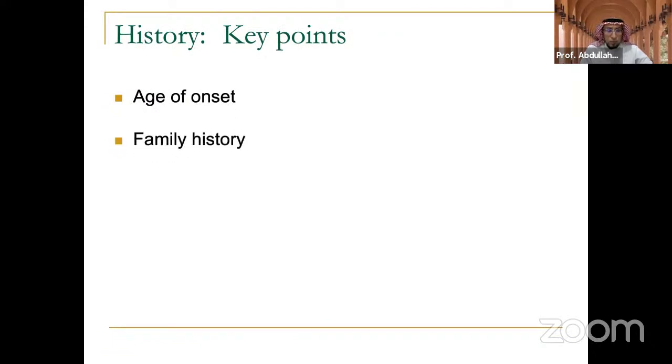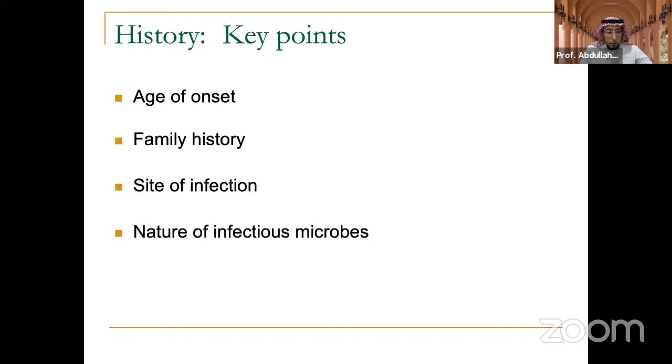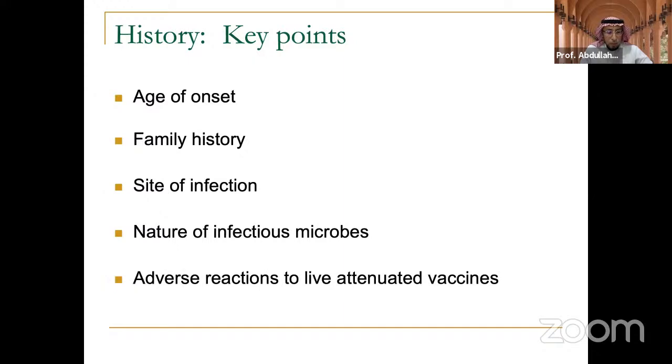The age of onset is important, as discussed. Family history is also very critical. Consanguinity, for example, between parents, and other family history, like close family history or distant relatives affected with a history of immunodeficiency, the site of infection, the nature of infectious microbes, and also one important thing is adverse reactions to live attenuated vaccine can be an important clue.